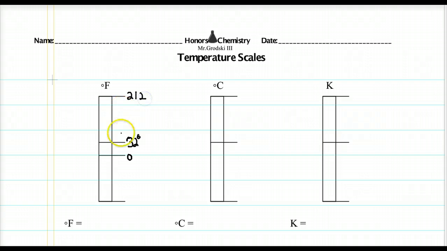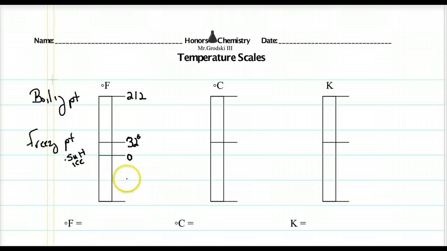I know I was using that for the body temperature, but now that's for the water. So this is the boiling point of water. This is the freezing point of water. And this, of course, is the salt and ice mixture. All right, now this temperature here will come later.